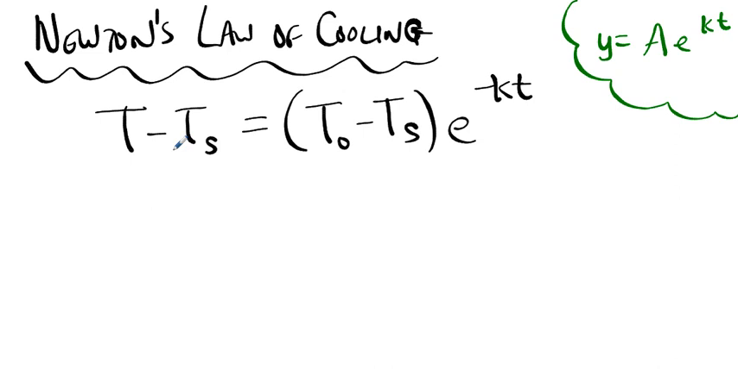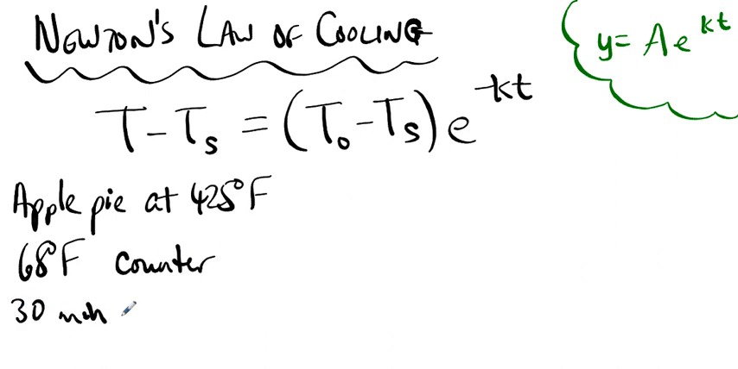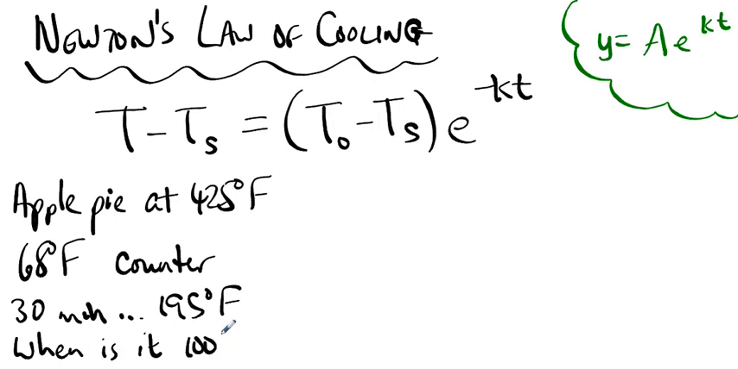Okay? So, let's pretend that apple pie comes out of the oven. And it comes out of the oven at 425 degrees. And it is placed on a 68-degree counter. 30 minutes later, it's 195 degrees. I want to know when. Is it 100 degrees? Because I think I could eat it right around then.